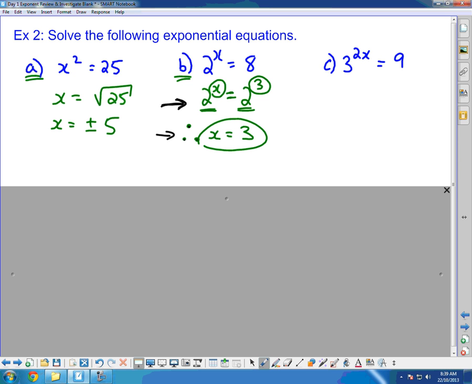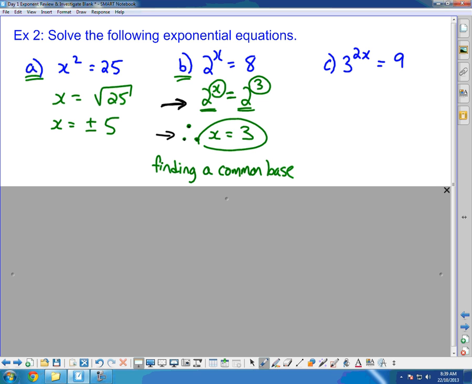This method we had a name for last year. Does anyone remember it? Very good. Finding a common base. Once we have a common base, then we know that if the bases are the same, we can just look at the exponents. The problem with exponential functions is trying to get at those exponents because we don't have an opposite operation for to the power of x.